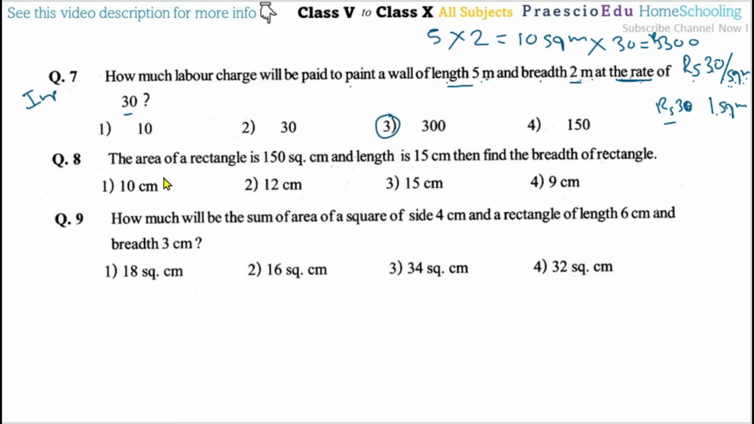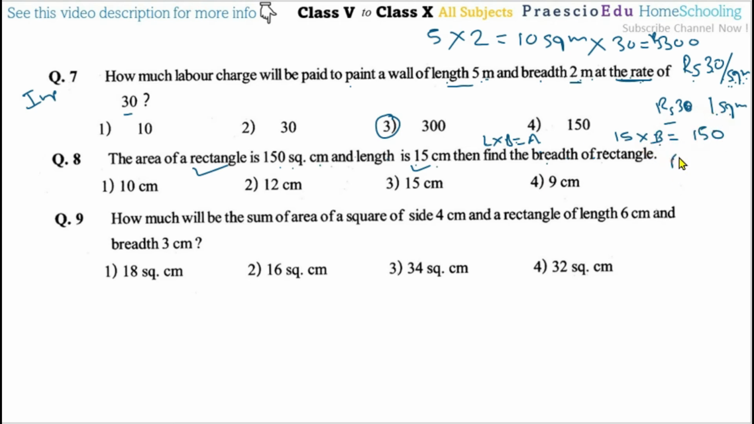Now question number 8. The area of the rectangle is 150 square centimeter and the length is 15 centimeter, then find the breadth of the rectangle. Now area is given, length is given, and the breadth we have to calculate. As we know, length multiplied by breadth is equal to area, A for area I am mentioning. Length is mentioned here as 15, so 15 multiplied by breadth, keep it as B, equals 150.